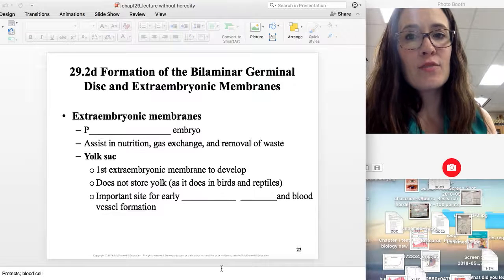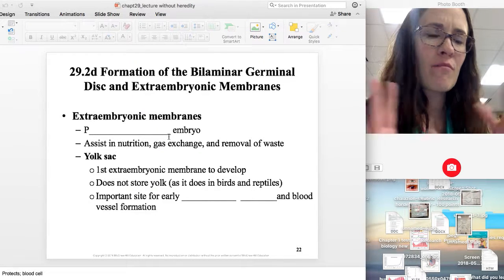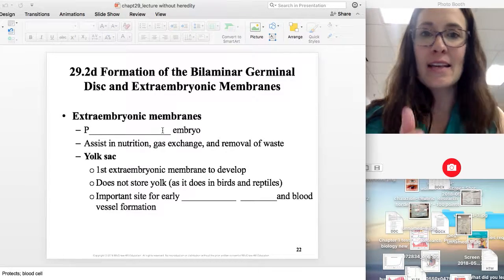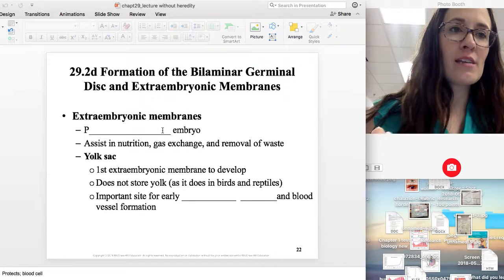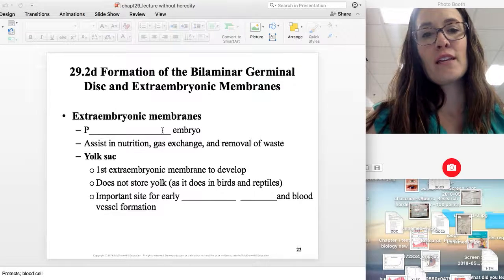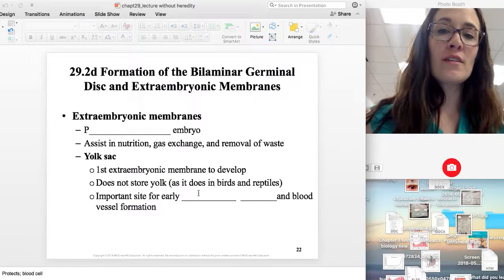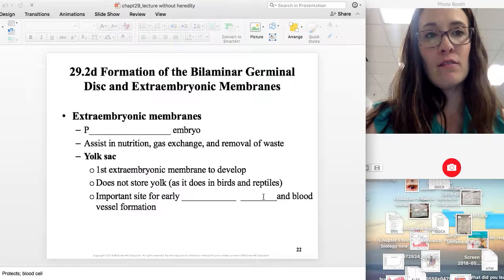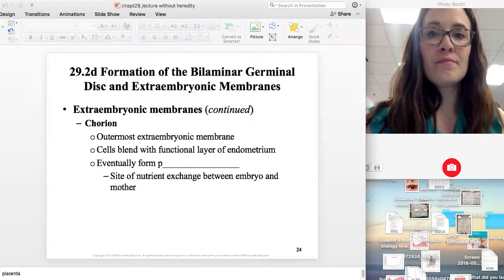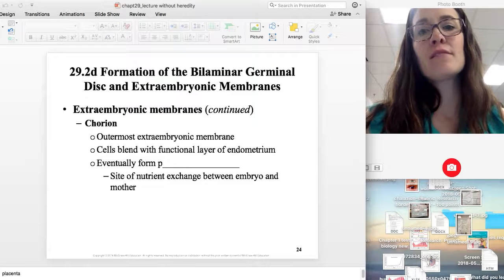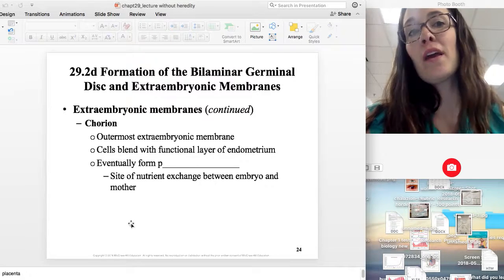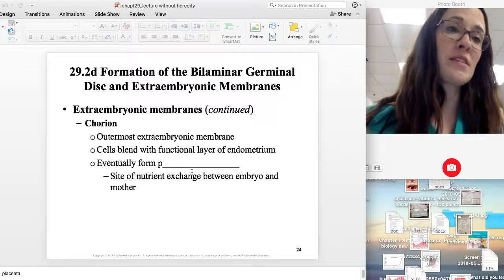Around that blastocyst, there are going to be other things, extra-embryonic membranes that protect the embryo, assist in nutrition, gas exchange, and removal of waste. One of those is called a yolk sac, and it's the first to develop. This actually doesn't store yolk like it does in chickens, but it's an important site for early blood cell and blood vessel formation. The chorion is on the outside of the membranes, and eventually this layer that's extra to the embryo will become the part of the placenta that belongs to the embryo.